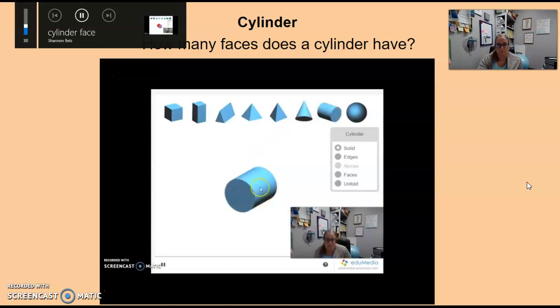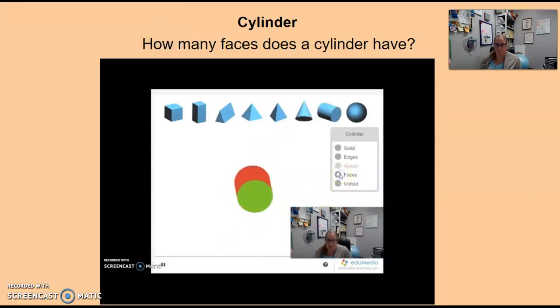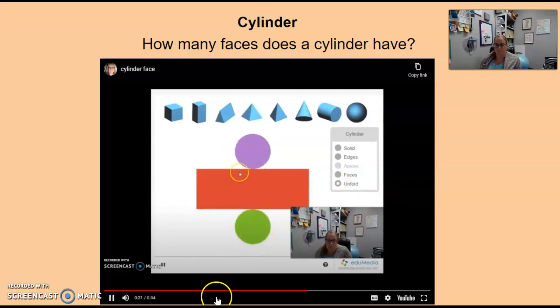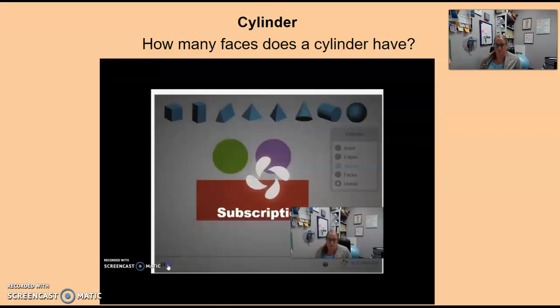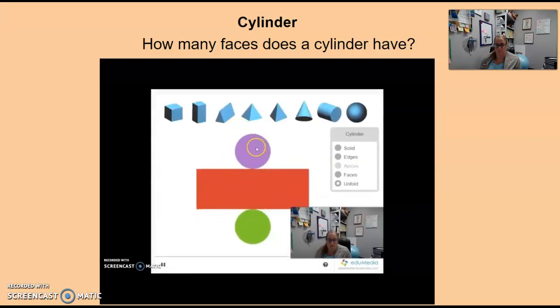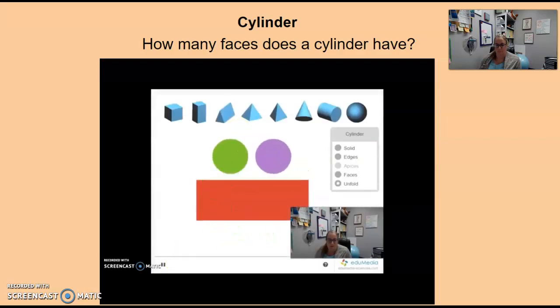So a cylinder looks like this. And if I wanted to look at the faces of a cylinder, I'm able to see all of the different colors. If I wanted to unfold it, it unfolds and you're able to see that it has two circular faces and one rectangle, which is what makes that curved surface. But really we are looking at these two circular faces. One's at the top, and one's at the bottom.